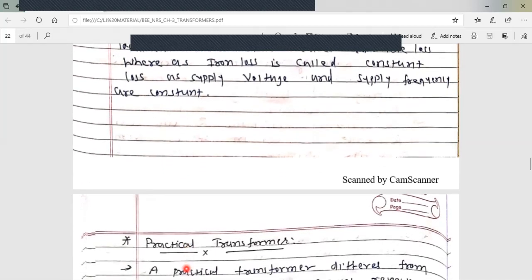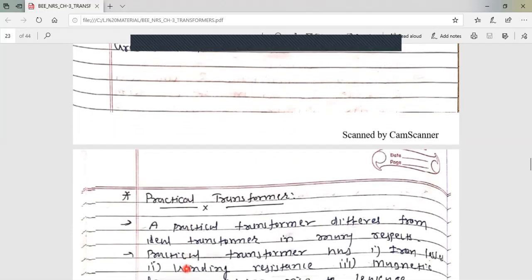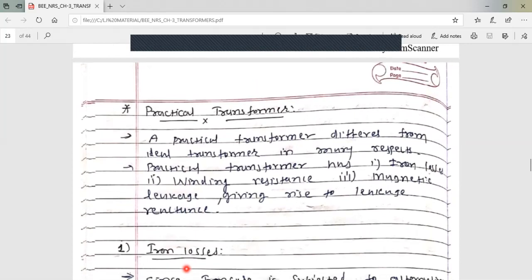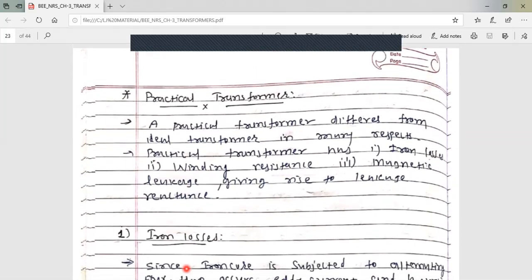Now we will discuss the practical transformer. Here is an introduction to the practical transformer. In the next lecture we will discuss it in detail. First of all, a practical transformer differs from an ideal transformer in many respects. We have seen that an ideal transformer has no iron loss, no winding resistance, no leakage flux.